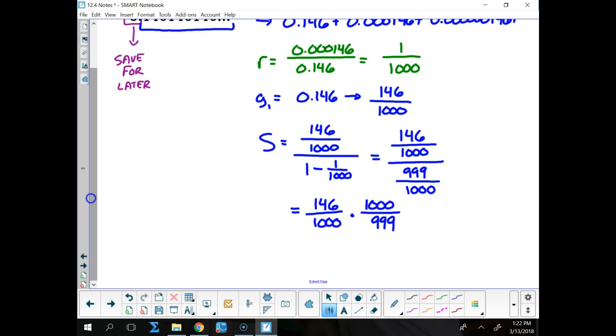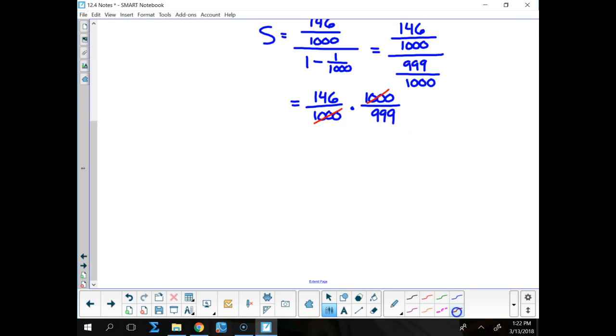Here's why we didn't have to reduce. Because what cancels out? The thousands cancel each other out. So this leaves me with 146 over 999. Right? Is that my final answer?